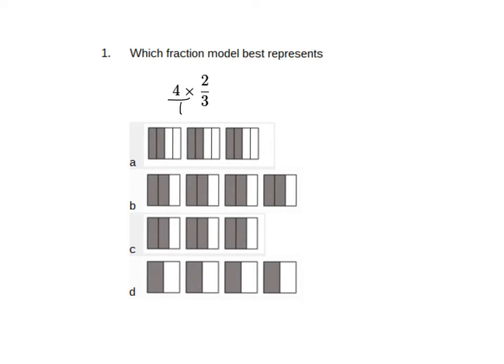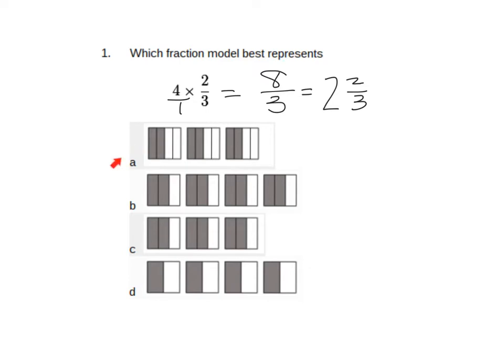Well, basically this is like 4 over 1, and 4 times 2 is 8, and 3 times 1 is 3. So the answer is going to be 8/3, which is equal to 2 and 2/3. Okay, so now let's look through and see which one equals 8/3 or 2 and 2/3.